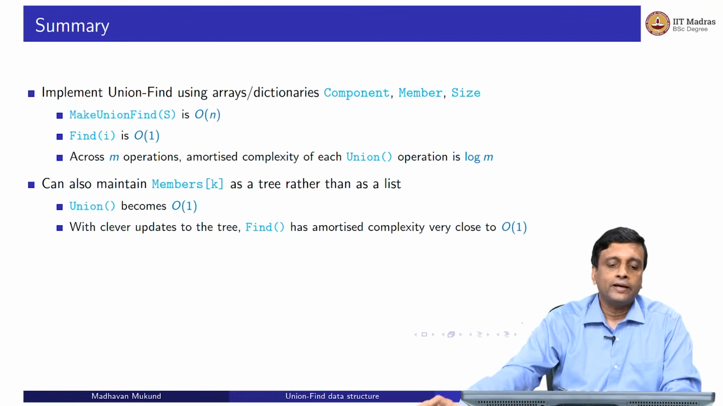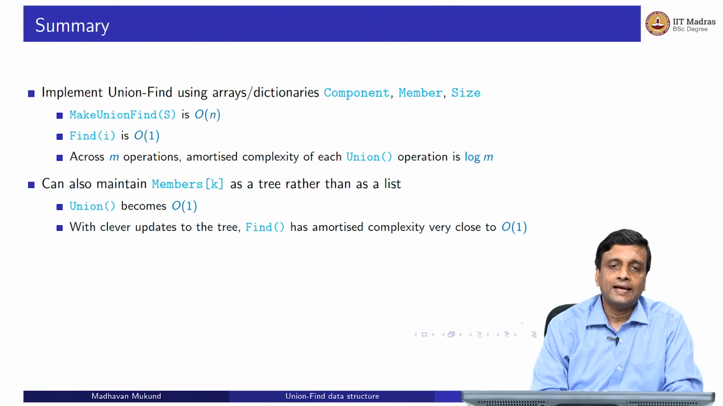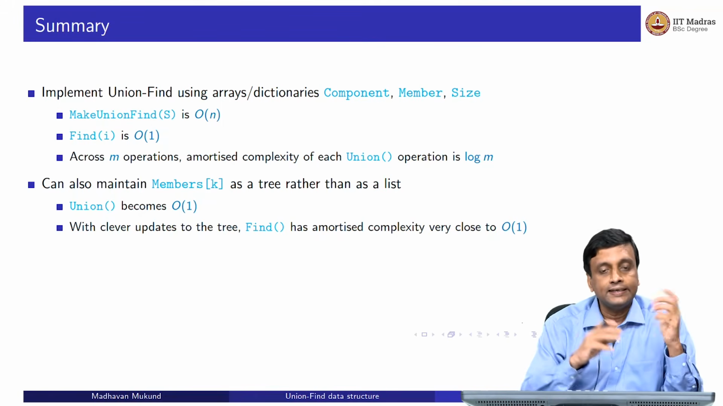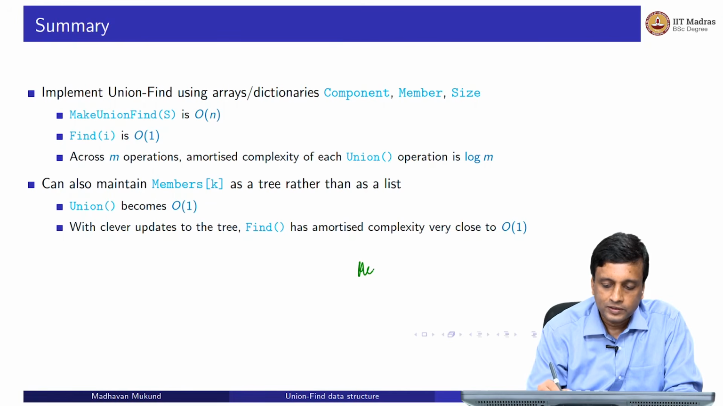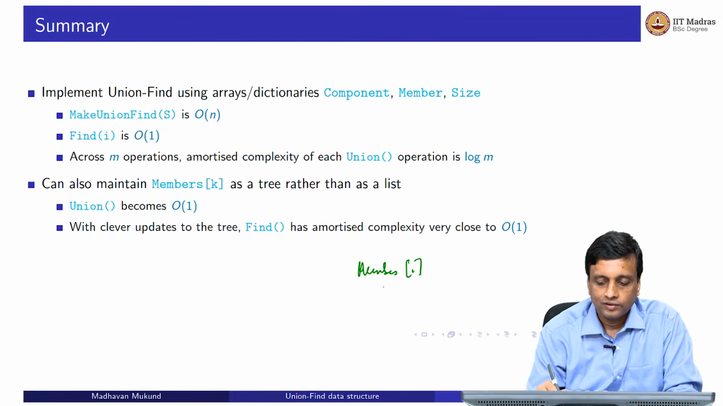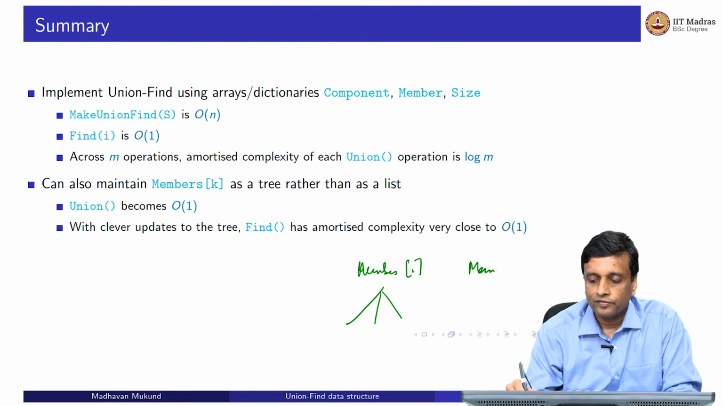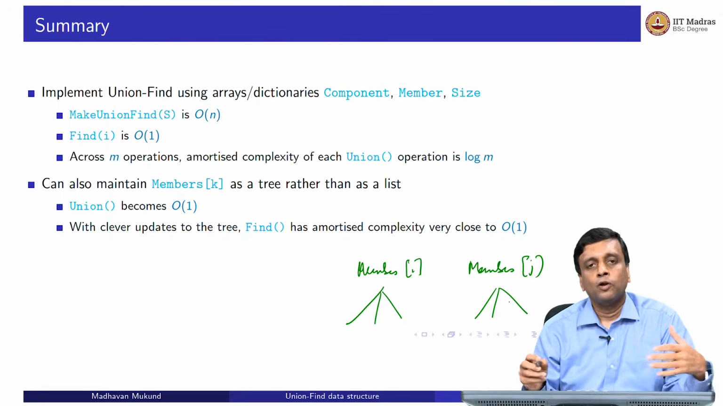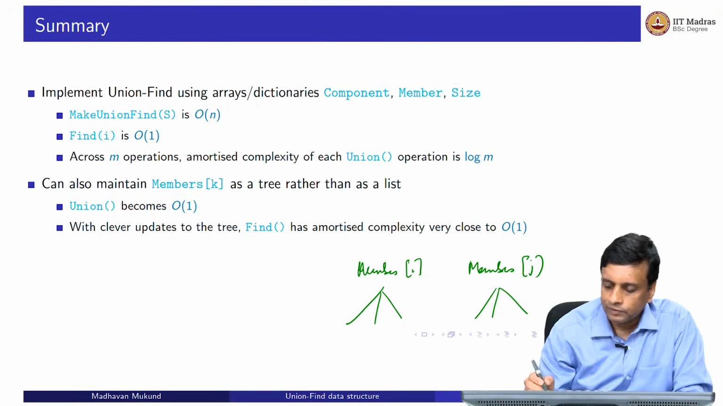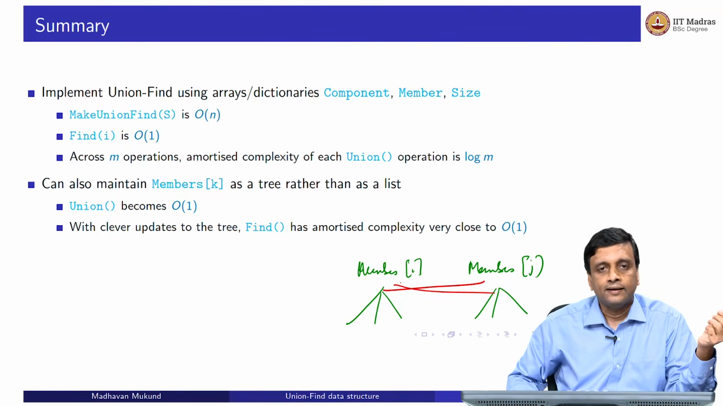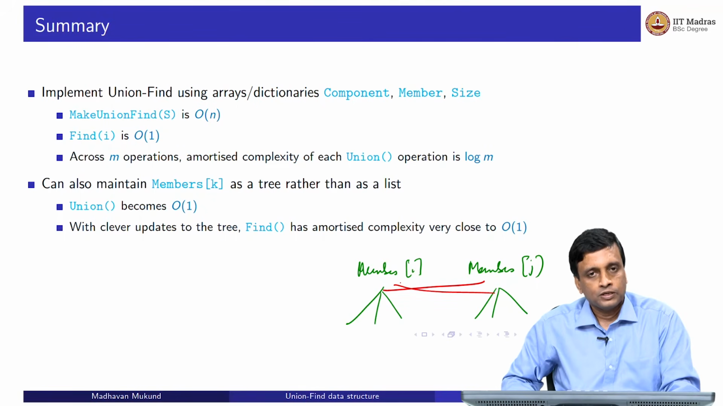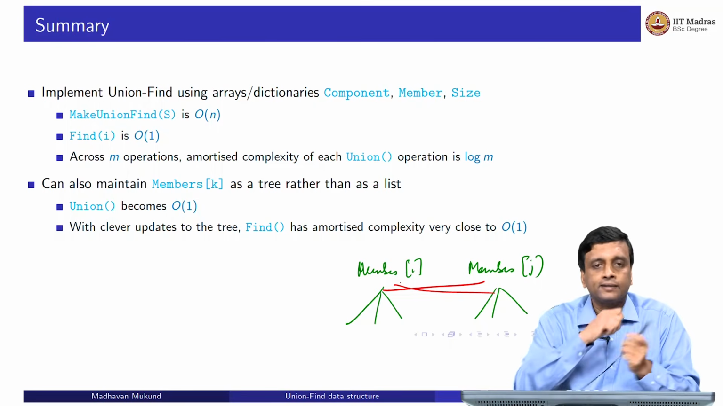There is a slightly more complicated way where instead of keeping these members of K as a list of vertices, you can keep it as a tree. And if you keep it as a tree, then it turns out that the union operation becomes very simple. So basically I will have members of i, which will be some tree, and members of j, which will be some other tree. The union operation will just either connect this tree that way or connect this tree this way. It will just take the root of one tree and put it as a child of the root of the other tree. So the union operation is very simple, I just stick one tree under the other tree.